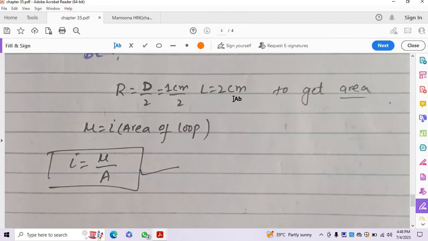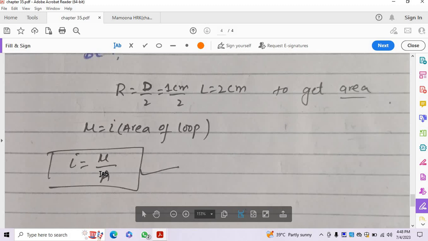You can solve this problem by this formula. As we are given the diameter, you can get the radius by dividing the diameter by 2, and you are also given the length. So from this information you can get the area. After that you can use the magnetic dipole moment, which is I times the area of the loop. So I is equal to mu by A.